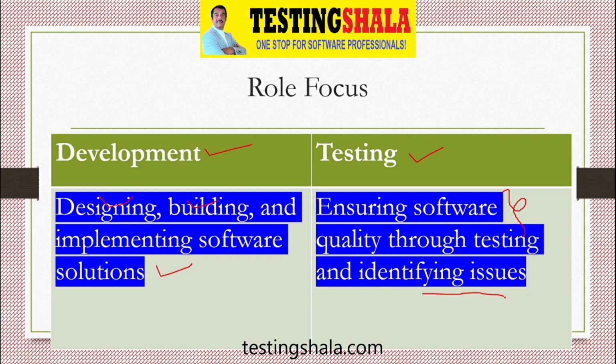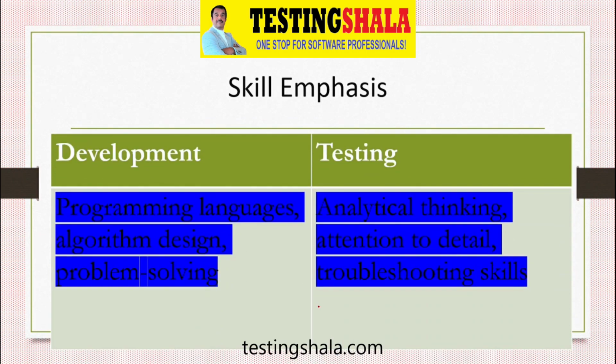The second difference is the skills which are required and emphasized. In development, you should have a good understanding of programming languages, hands-on experience with them, and you should be thoroughly working on algorithm design, and problem-solving skills are a must for development roles. But for a software testing role, analytical thinking skills are very much required. Attention to detail is very much required for taking up software testing roles. Plus, you should be a good troubleshooter, able to troubleshoot the application where issues are coming up. That is the second key difference of skill emphasis between development and testing.